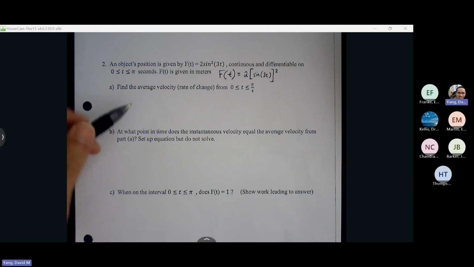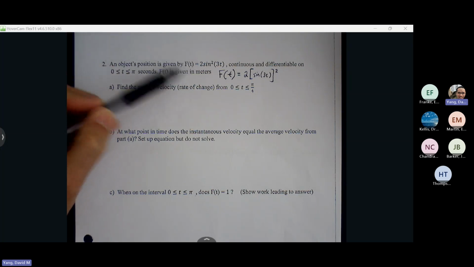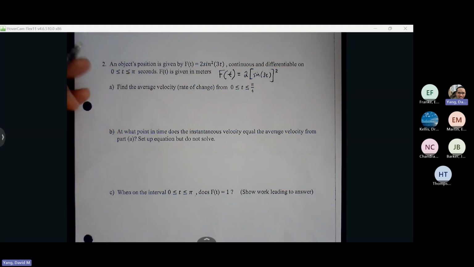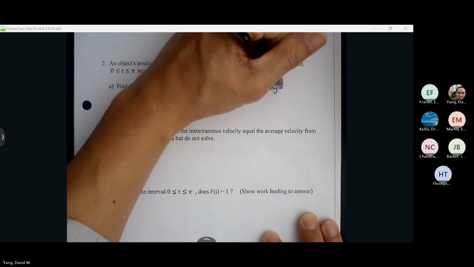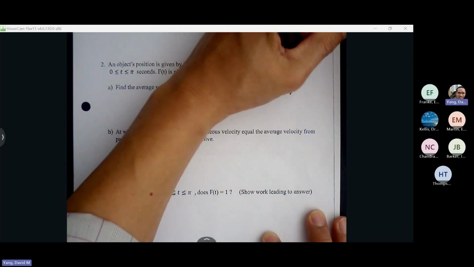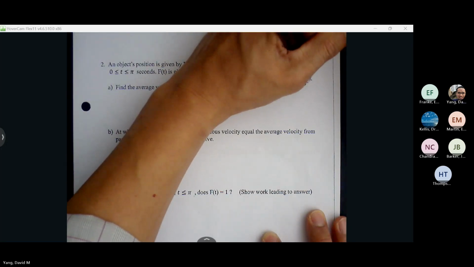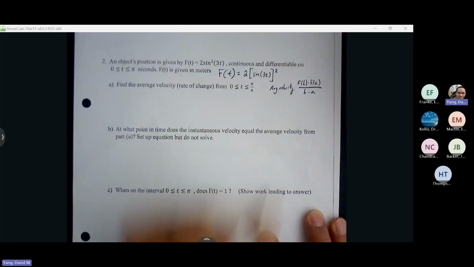Okay, find the average velocity or average rate of change. So we know average velocity doesn't require the velocity function. All it requires is the slope between two endpoints of the position function. So average velocity is change in position over the change in time.